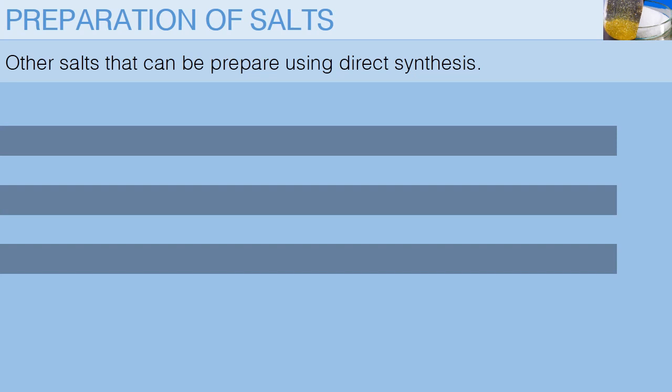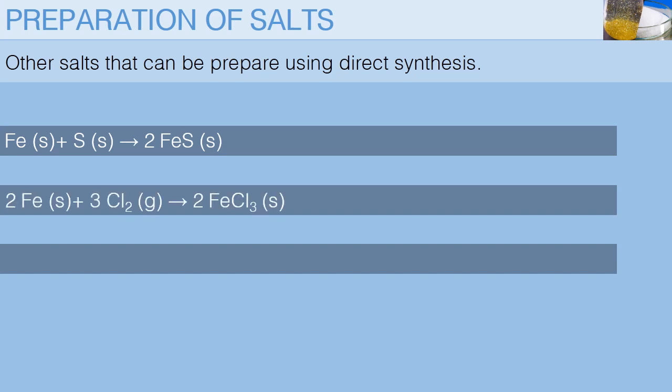Once again, other salts that can be prepared using direct synthesis include iron 2 sulfide, iron 3 chloride, and magnesium nitride. Can you try to describe experiments for the formation of these three salts? I guess you can.